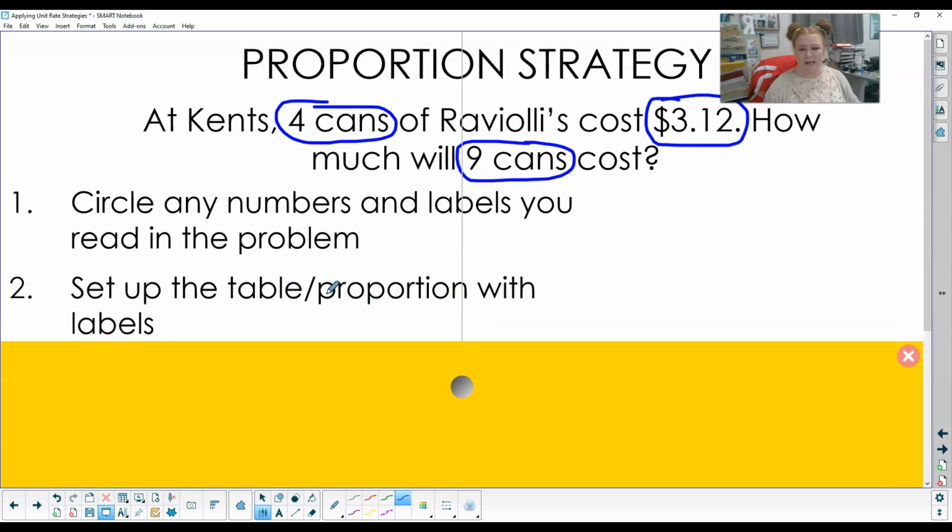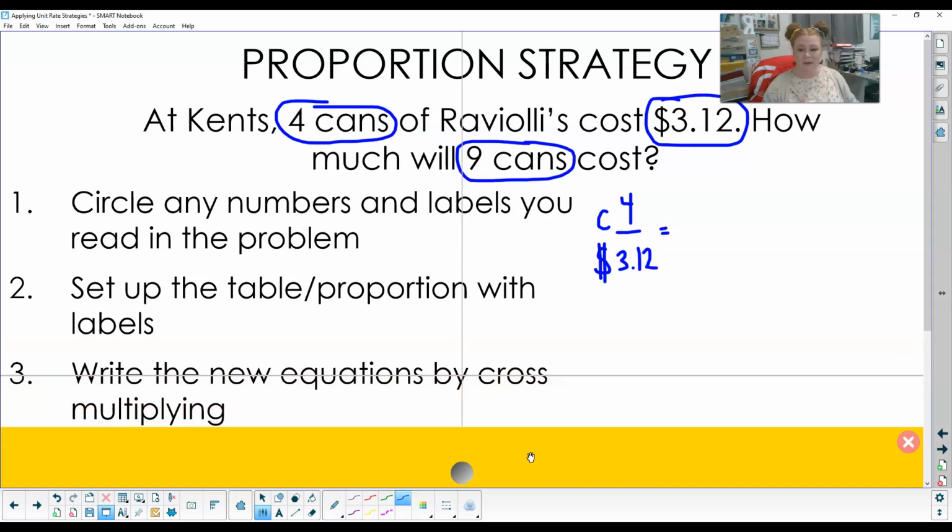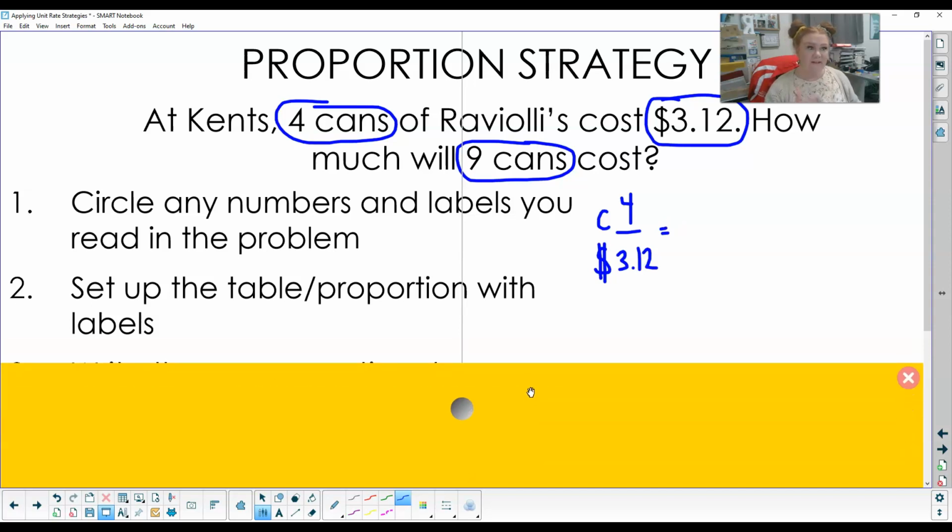Now I'm going to set up my table or my proportion. Same thing, my first label is cans. My second label is money. 4 cans cost $3.12. So this time, we are not going to find the unit rate. We are going to skip that and go straight over to 9.